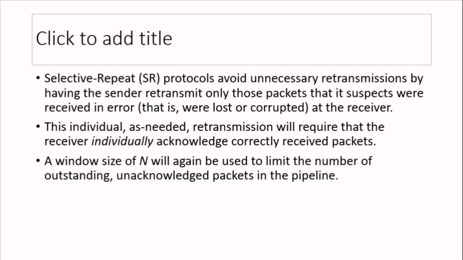So the selective repeat SR protocol avoids unnecessary retransmission by having the sender retransmit only those packets that it suspects were received in error, lost, or corrupted at the receiver. This individual as-needed retransmission requires that the receiver individually acknowledge correctly received packets. A window size of N will again be used to limit the number of outstanding unacknowledged packets in the pipeline.